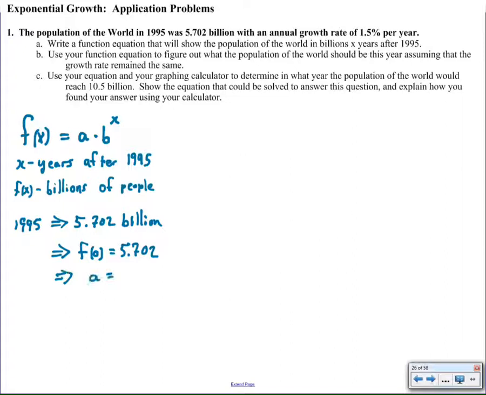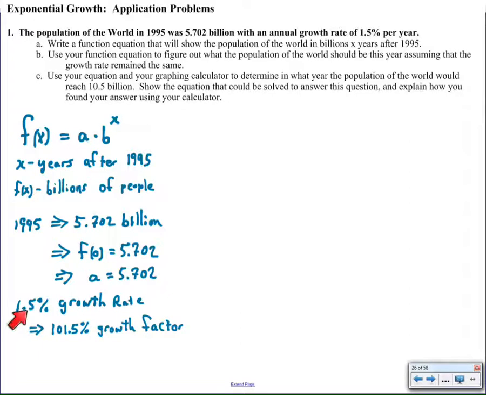So in the beginning, I'm given information about 5.702 billion people, 0 years after 1995. That tells me that my a value in the model is my starting value, 5.702 billion. I also know there's a 1.5% growth rate. Now if there's going to be any mistakes made, it's going to be on the conversion from the growth rate to the b value.